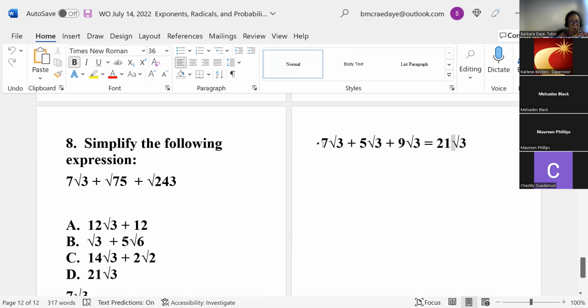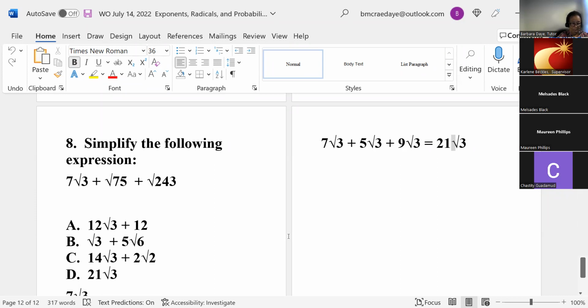Now we have coefficients of the same radical. 7, 5, 9. We can add them, just like if we had variables here. 7x plus 5x plus 9x will be 21x. And the reason I chose D, miss, is that 3 times 7 is 21. I said it must be this answer. That's one of the reasons I chose it too. I used common sense.